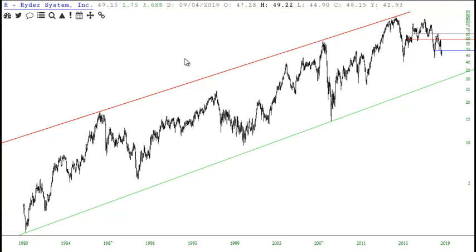And the last example is Ryder System, symbol R. And in this instance, here we have resistance and support. And we're working our way down toward what ultimately should be a tag of support somewhere in the lower 30s.